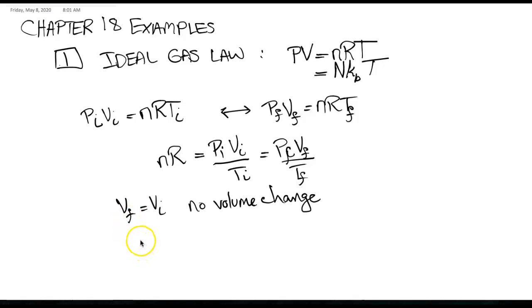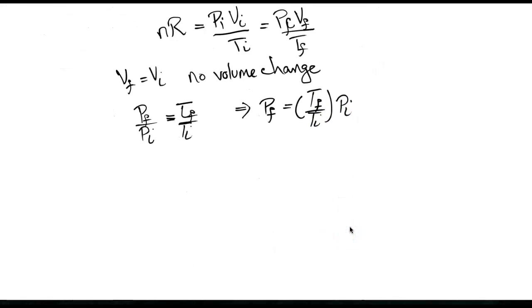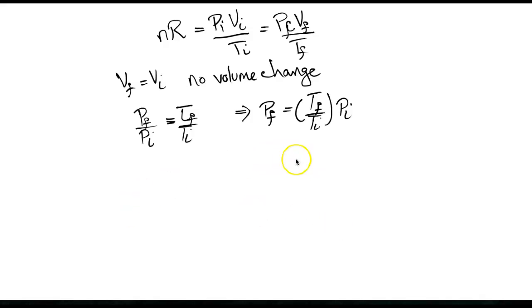So now we can say that P final over P initial equals T final over T initial, which means that P final is going to equal T final over T initial times P initial. And now we have all of these values, so we can plug in.